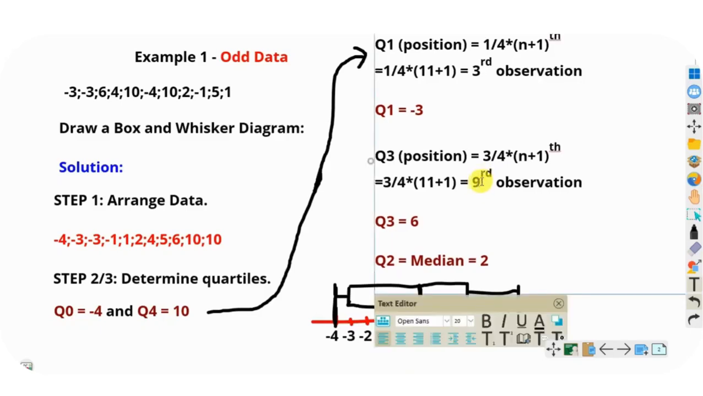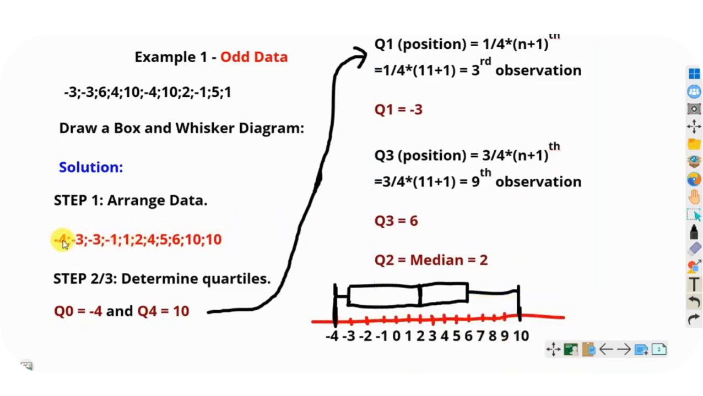So this is the ninth term, the ninth observation. You go and find that 1, 3, 4, 5, 6, 7, 8, 9. So Q3 is positive 6.